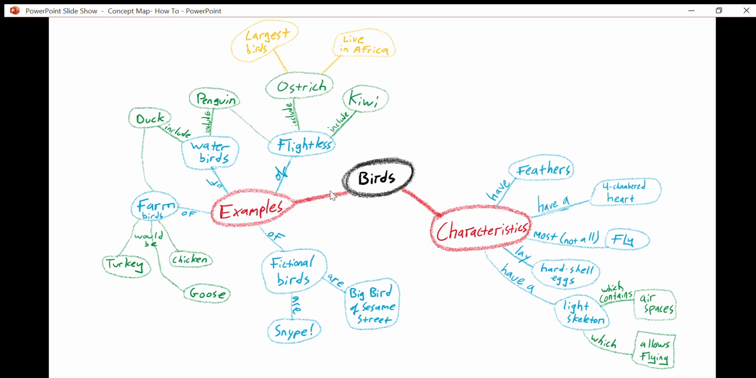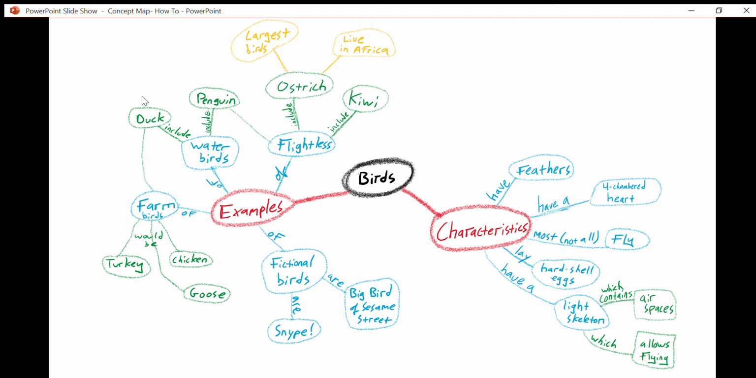So a way that I would read this is there are many types of birds. An example of some flightless birds would include an ostrich. Ostriches are the largest birds, and they live in Africa. Other flightless birds are kiwis, okay? There are some examples of birds that are farm birds.